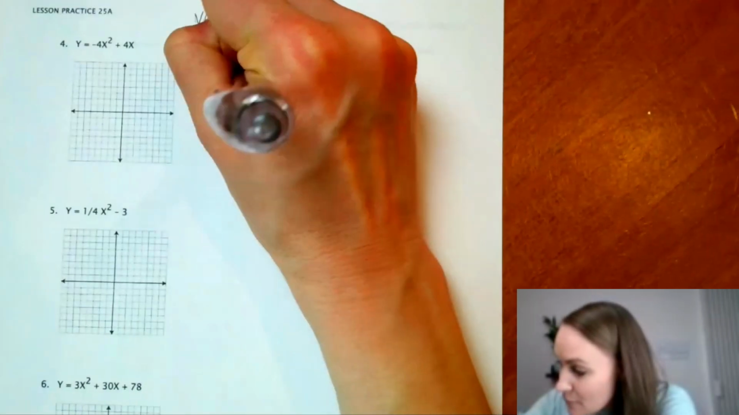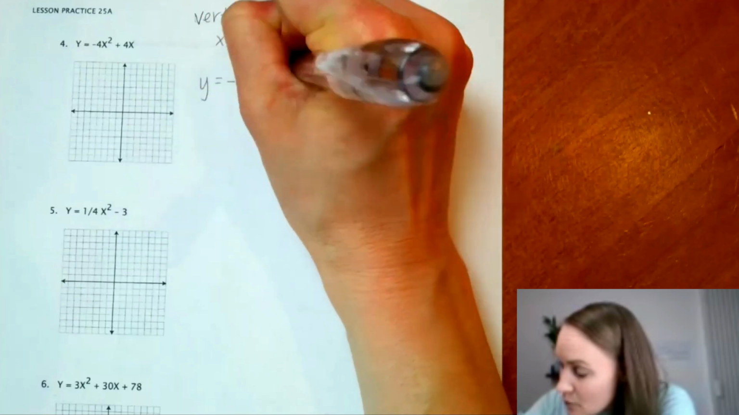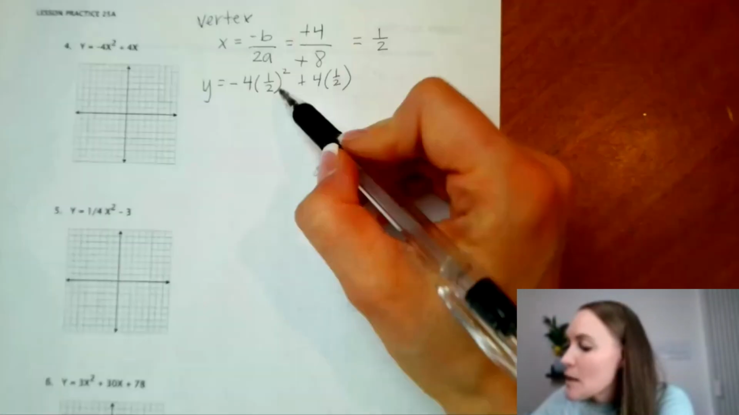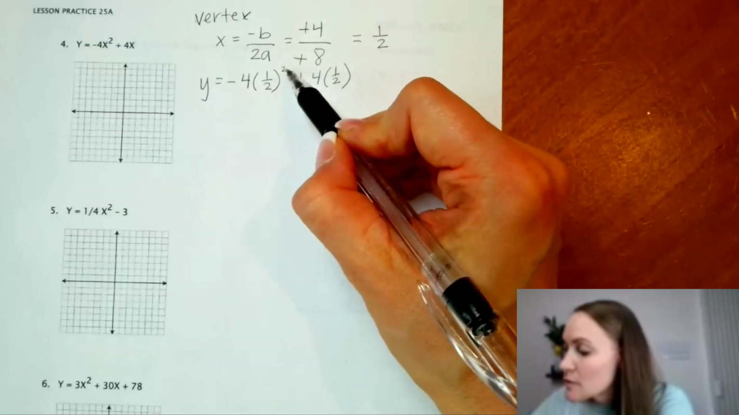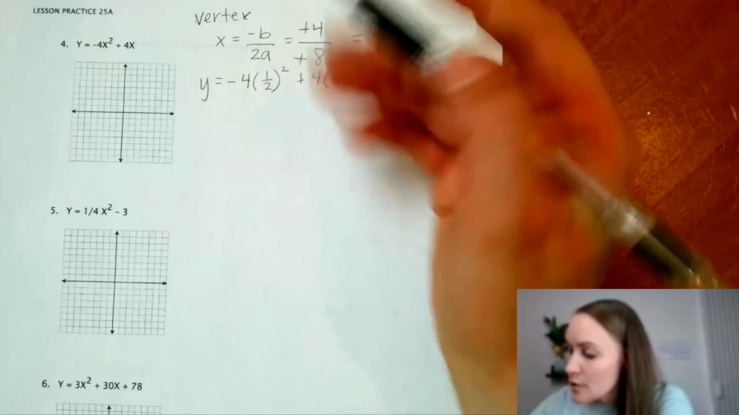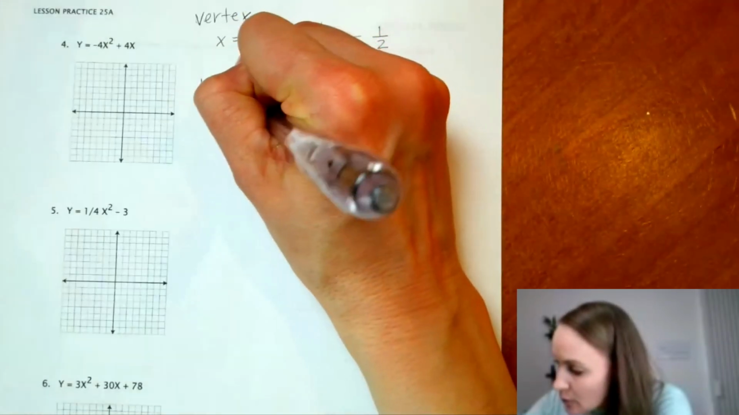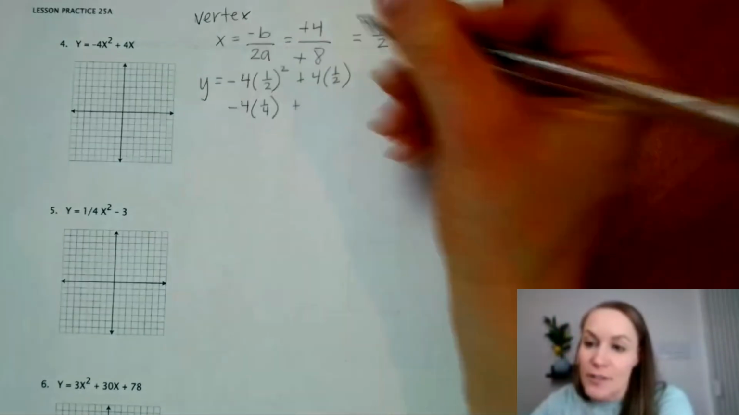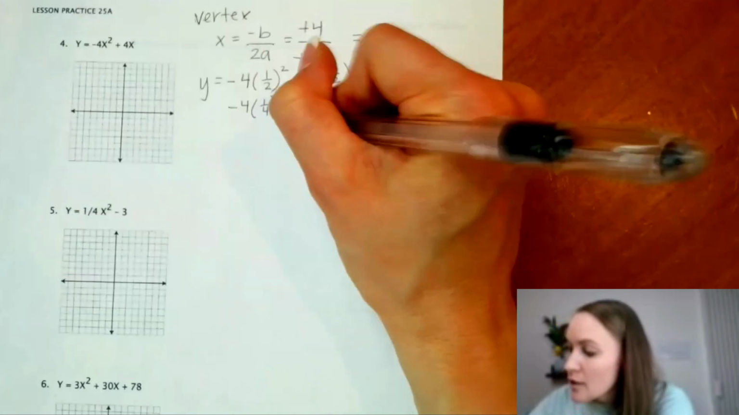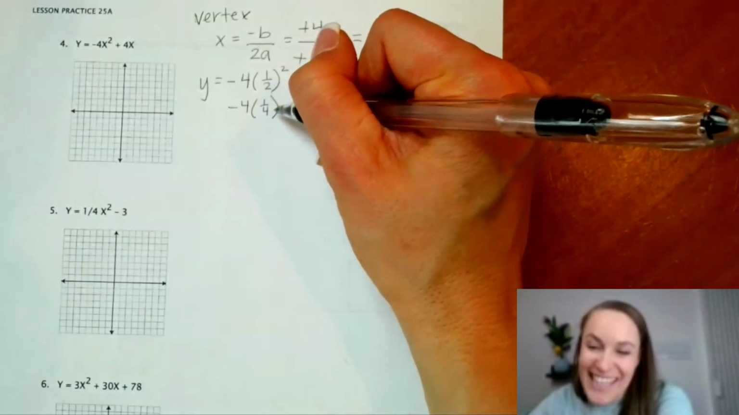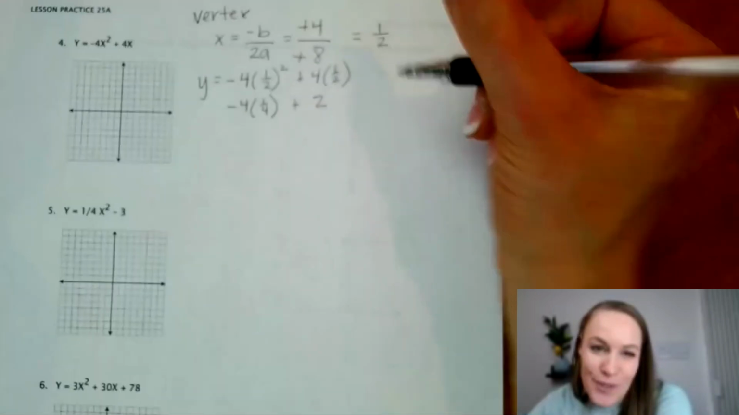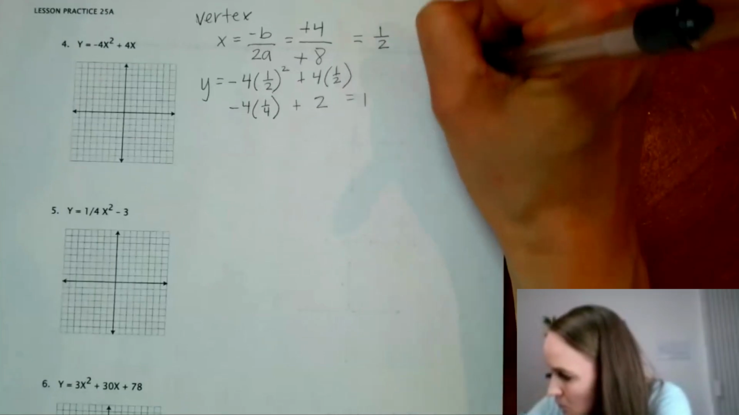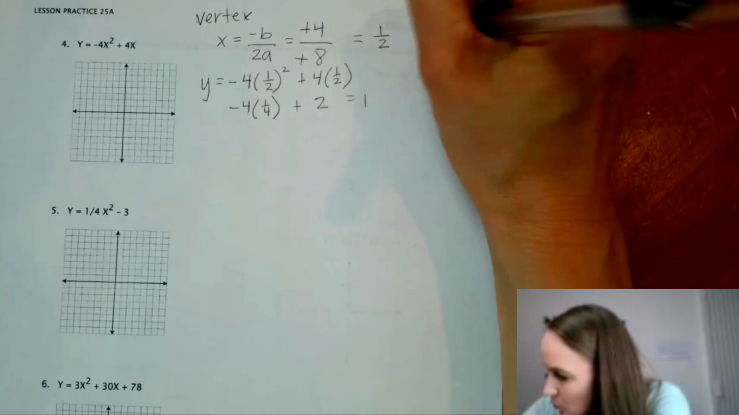y equals -4 times 1/2 squared plus 4 times 1/2. 1/2 squared is 1/4. -4 times 1/4 plus 4 times 1/2 is 2. -4 times 1/4 is -1. -1 plus 2 is +1. So my vertex is 1/2, comma 1.